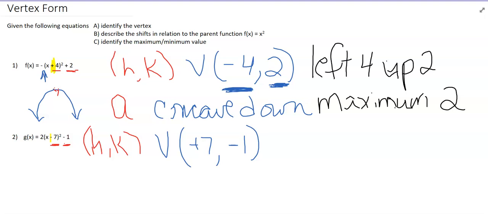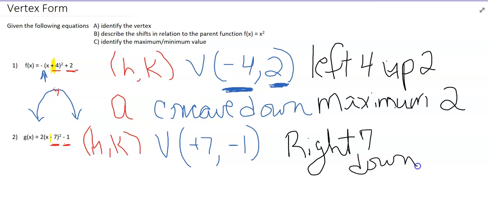That means it's going to the right 7, and a -y direction means it's going down 1. And lastly, I look at a, and in here, a is positive, so I know it is concave up.